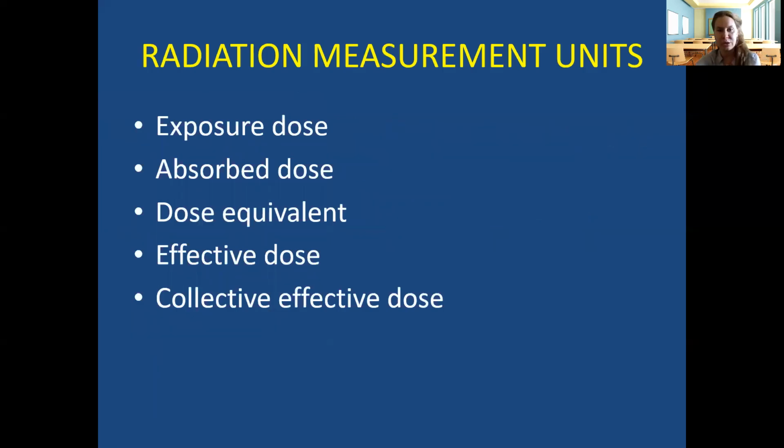Radiation measurement units. In radiation medicine we have to work with the dose of radiation, to understand how radiation interacts with our organism, how it works inside and around, and to understand a lot of information about it. People 100 years ago were talking and meeting, and as a result they tried to count radiation and measure it with special units. For example: exposure dose, absorbed dose, dose equivalent, effective dose, and collective effective dose.